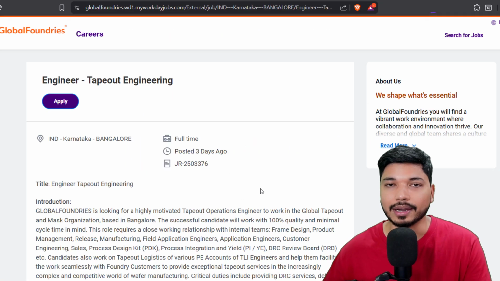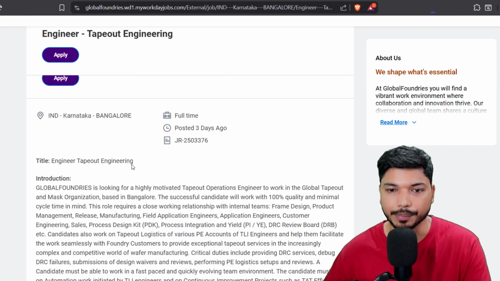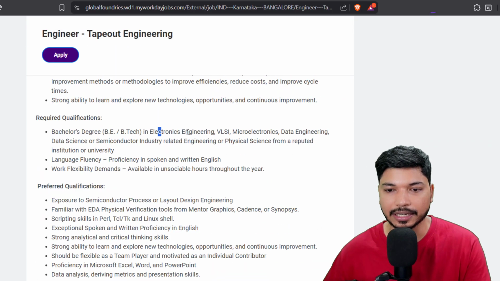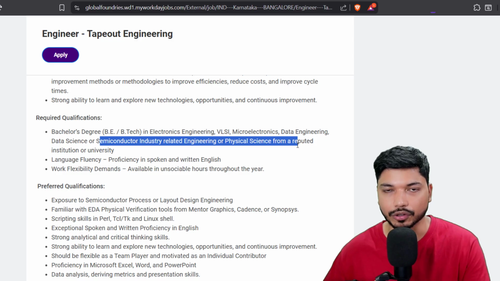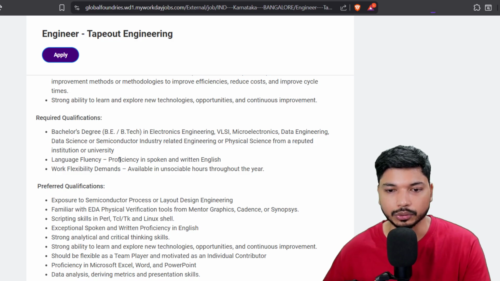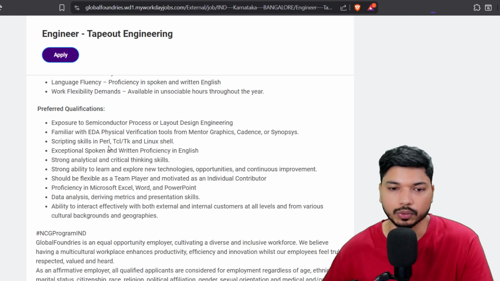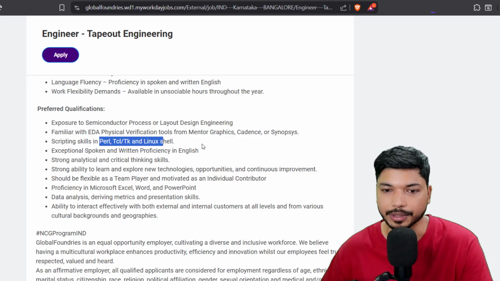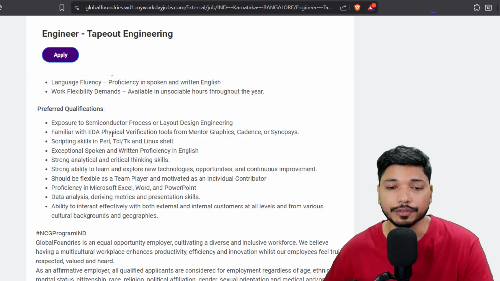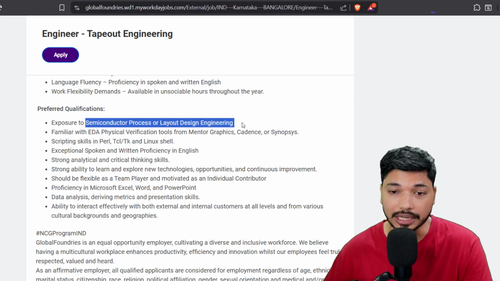So moving on to our last opportunity, from GlobalFoundries. They are hiring engineers and the location will be Bangalore. Here, BTech in electronics, VLSI, microelectronics, data engineering or data science, even physical science candidates can apply for this particular application. You should have good communication skills in English. And the skills requirement here is that you should have knowledge of Perl, TCL, which are scripting languages, and you should be familiar with the EDA tools of Mentor Graphics, Cadence and Synopsys. You should have exposure to semiconductor process or layout design engineering.